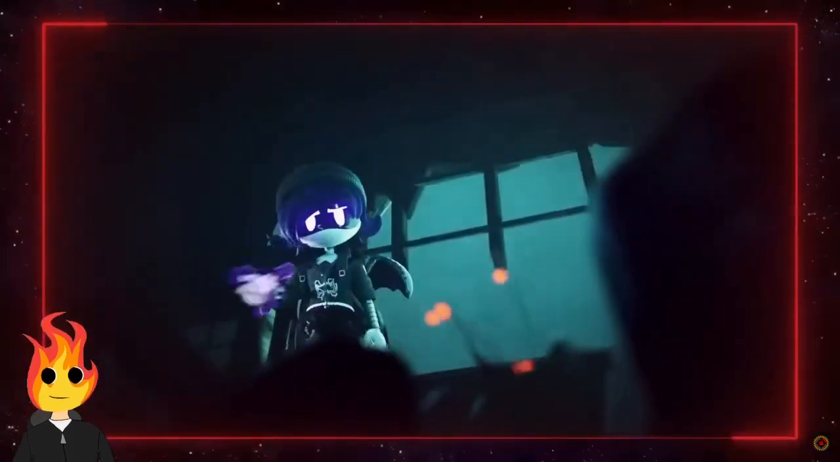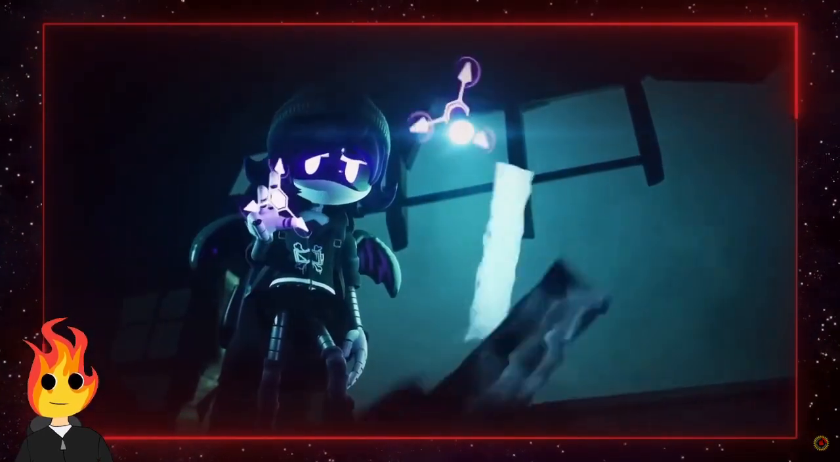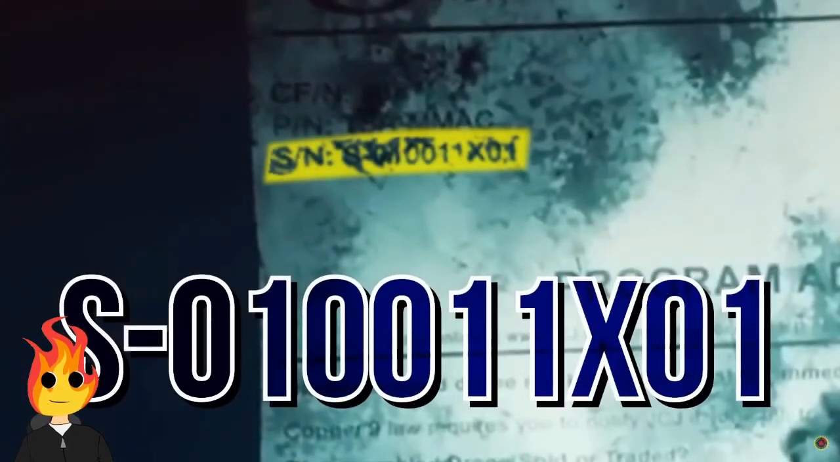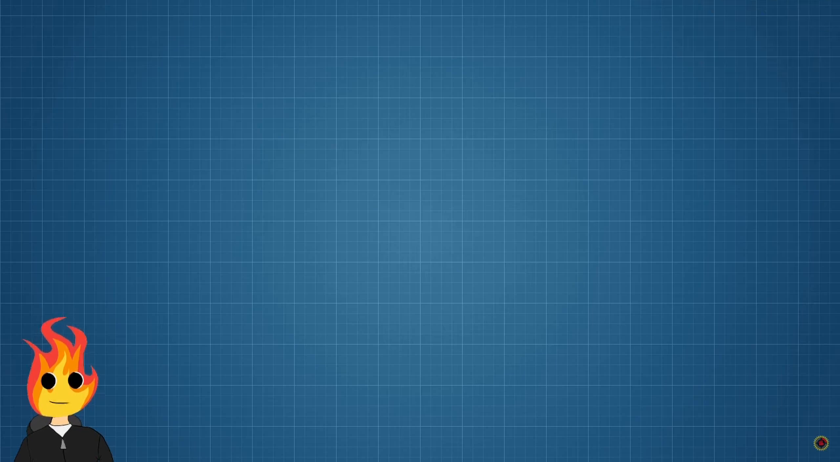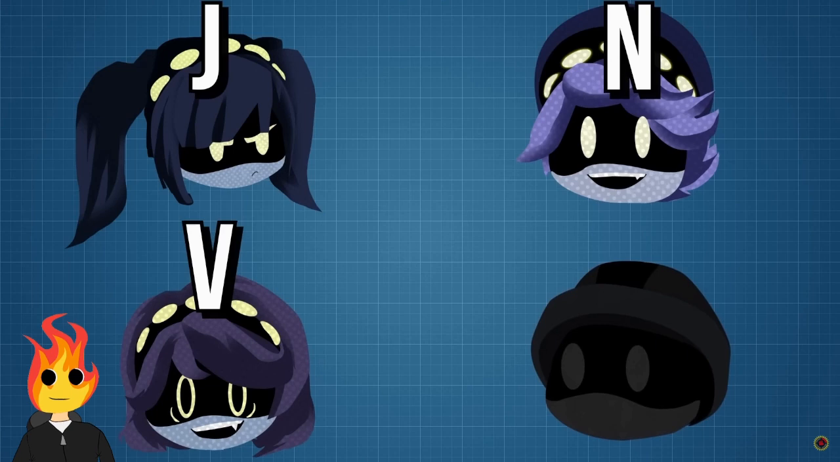Also at this place, we get ourselves a tiny hint about a new character. As Uzi's exploring the Cabin Fever Labs, she picks up some paperwork that talks about decommissioning a particular worker drone named S010011X01. We don't get an official name for the drone, but based on the way that this series turns serial numbers into names, the fans have dubbed this character S.